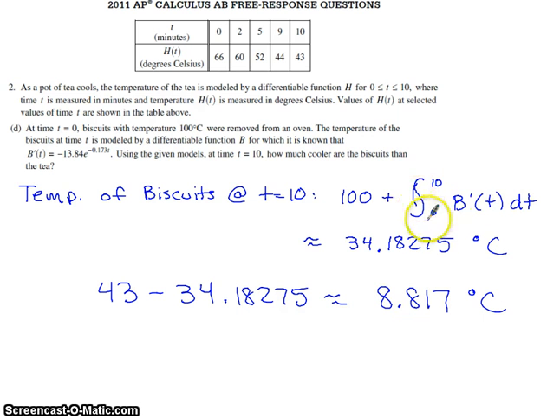So if you did this on the calculator and then added it to 100, you'd get this value for the temperature of the biscuits after 10 minutes. And then to figure out how much cooler they are than the tea after 10 minutes, well, you know the temperature of the tea after 10 minutes is 43. Subtract that from 43, and there you have your difference.